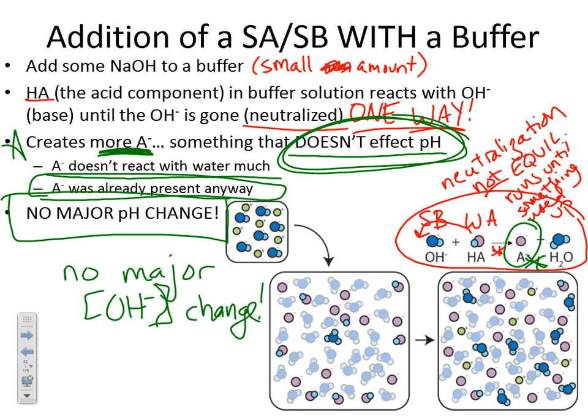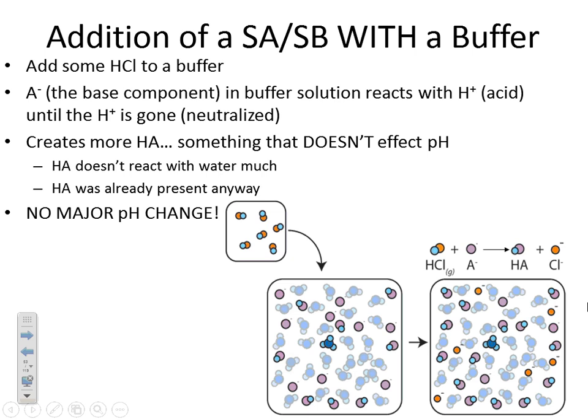Right, our pH winds up not really changing. Yeah, we used up some of HA and we generated a little bit more A minus, but these things don't react with water. They don't have big influences on pH. And that's how a buffer works in the case of adding a strong base to a buffer. You add in the strong base, it turns it into a weak base through this neutralization reaction, which doesn't affect pH.